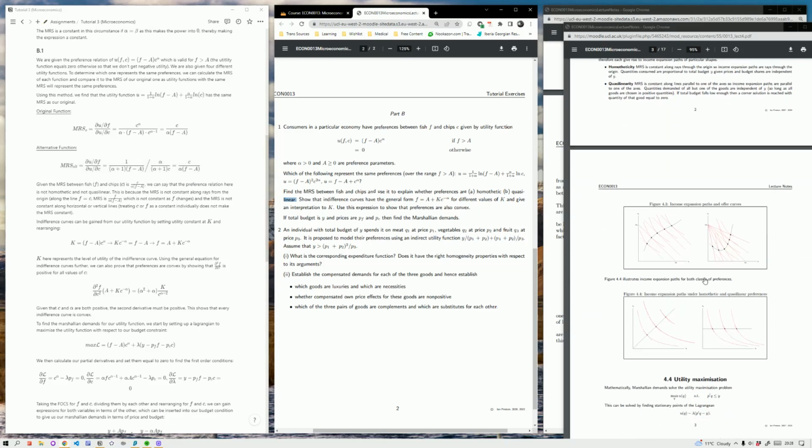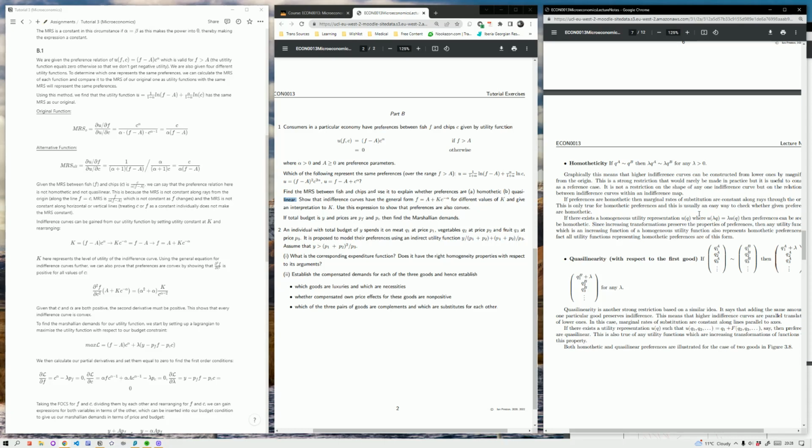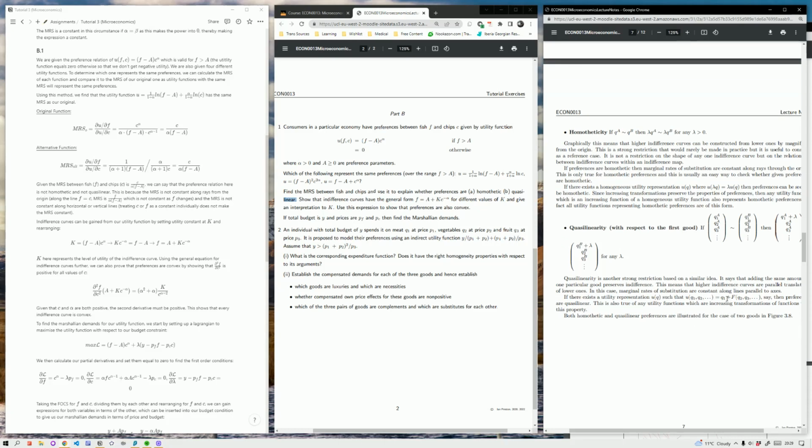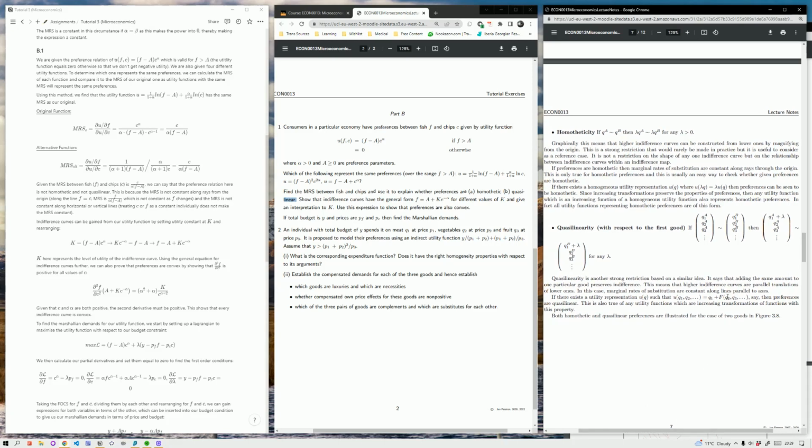We saw how it could work previously. For example, in the quasi-linear example here, if I held one of these constants and moved along an axis, then I should have the same MRS, essentially. That should be the case.